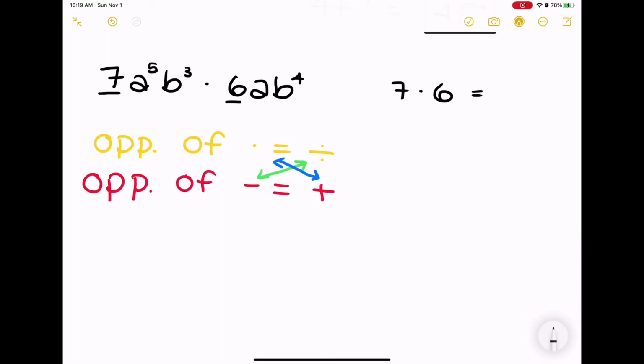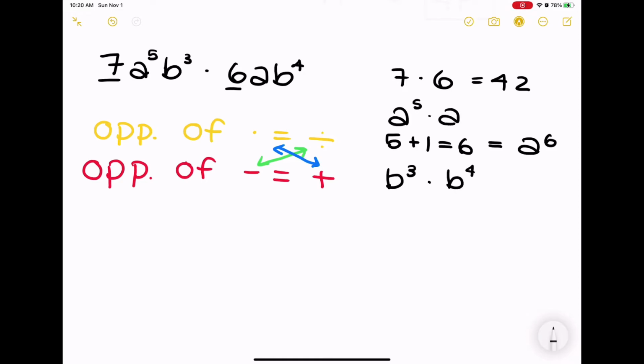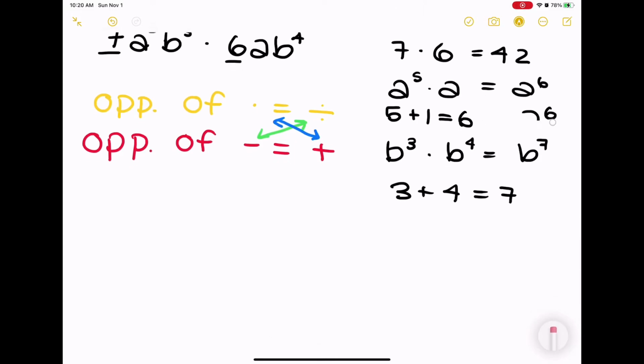So we're just going to break this down once again. 7 times 6 is 42. And then a to the 5th times a. So we have 5 plus 1, the imaginary one is there, and we get 6. So it's a to the 6th. As you can see, we're just taking the opposite of that, and so it kind of makes sense. Division, subtract. What's the opposite of division? Multiplication. The opposite of subtraction, addition. And then 3 plus 4 is 7. So we get b to the 7th.